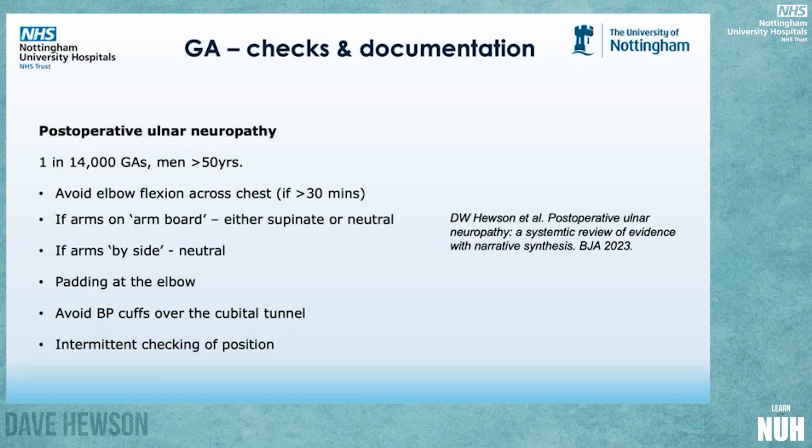If you've got the arms either by the side or on arm boards, probably a neutral forearm position is best, so not pronated. Supination may be better, but neutral is probably the safest. Of course, routine padding in modern theatres with gel pads and things, at the elbow. Avoiding blood pressure cuffs and other devices over the cubital tunnel is a good idea, particularly now we're measuring blood pressures often every 2 minutes. And then intermittent checking of position.